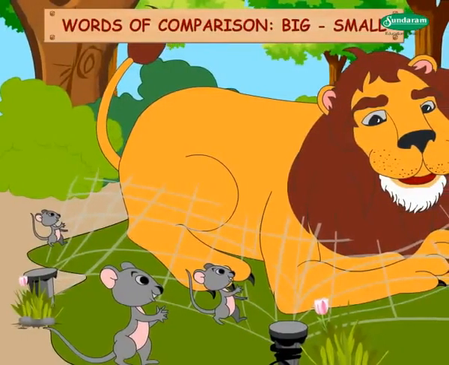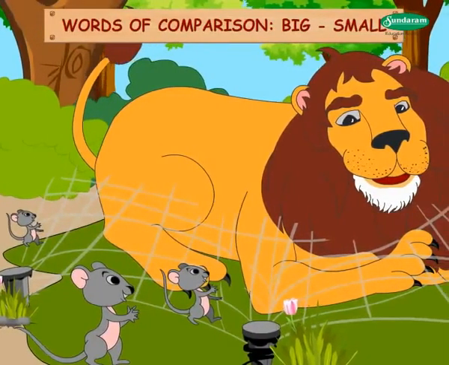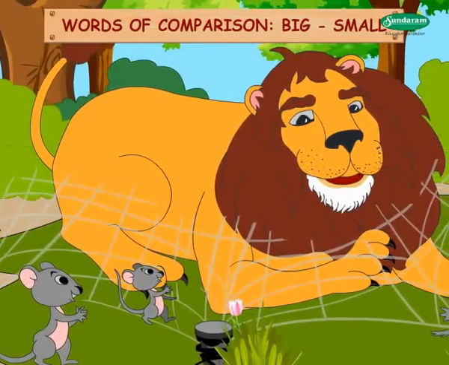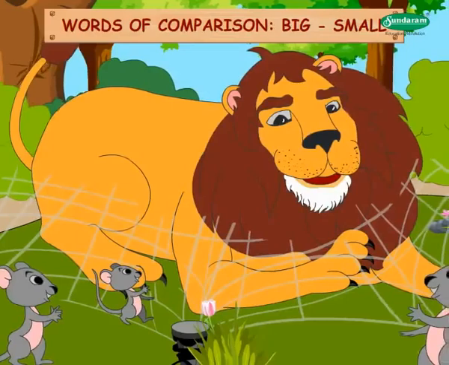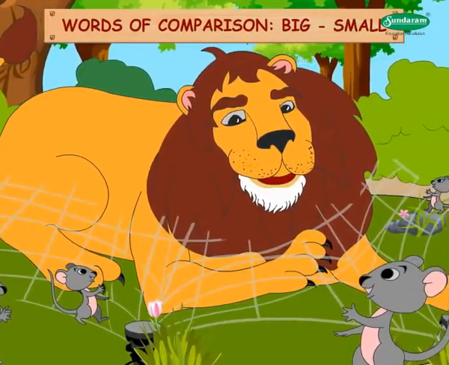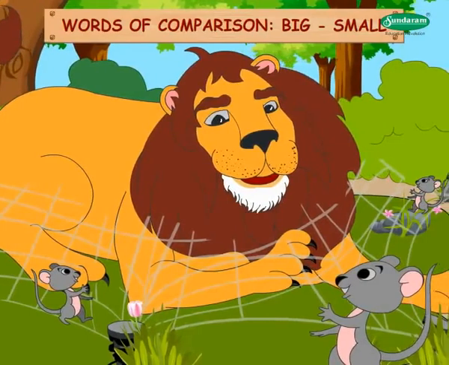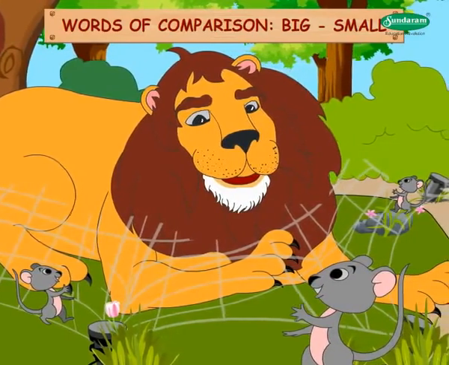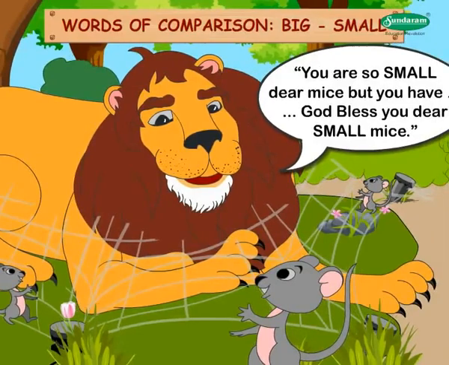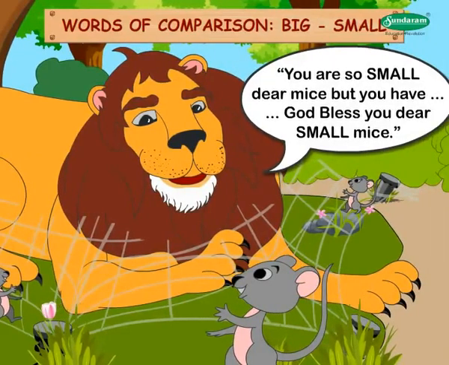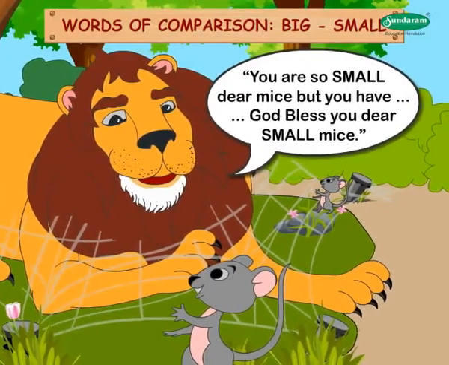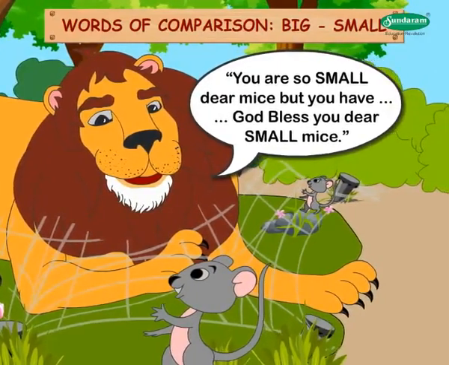Hearing this, the small mice at once started cutting the net with their small but sharp teeth. Soon, the big lion was free from the net. The lion had tears of joy in his eyes. He said, "You are so small, dear mice, but you have done such a big job today by saving my life. God bless you, dear small mice."